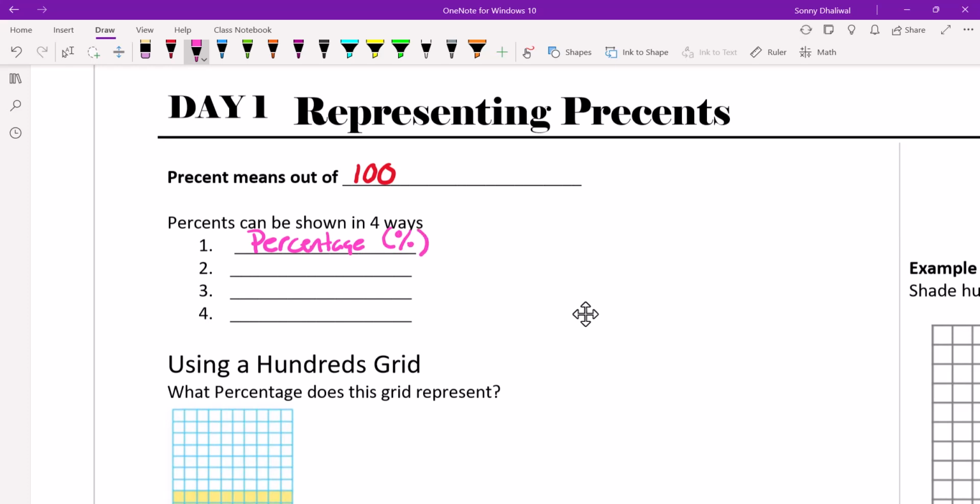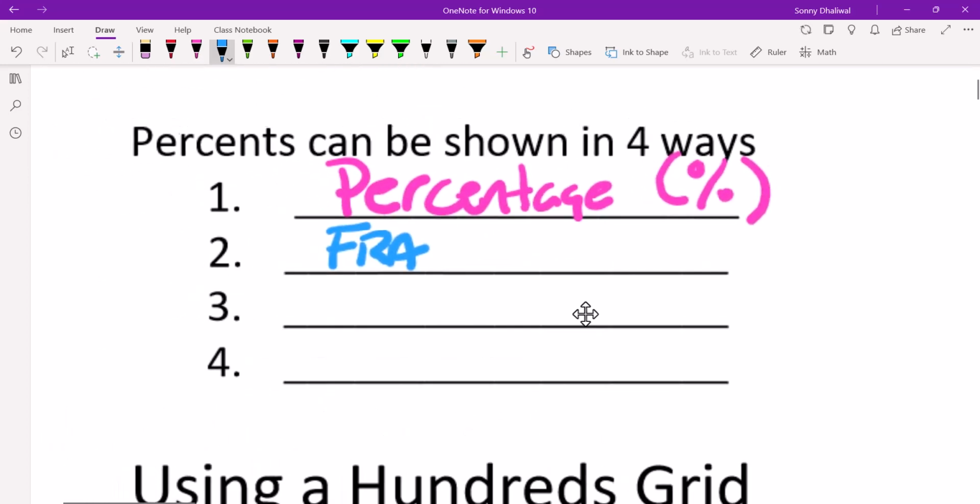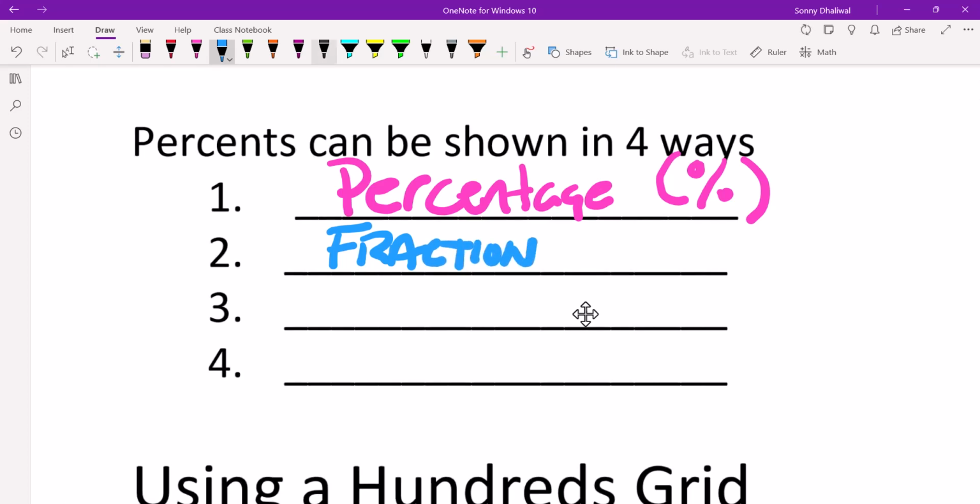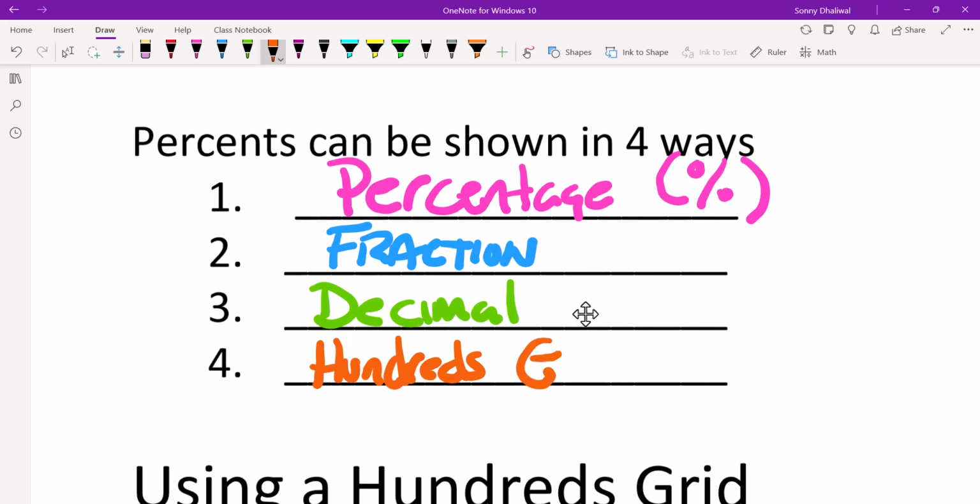Then it can also be written as a fraction. I'm going to zoom this in. It can also be written as a decimal. And finally, as a hundreds grid. And that's what we're going to be mainly working on today. So the exact same number can be represented 4 different ways, and you need to be able to switch between those 4 different methods.